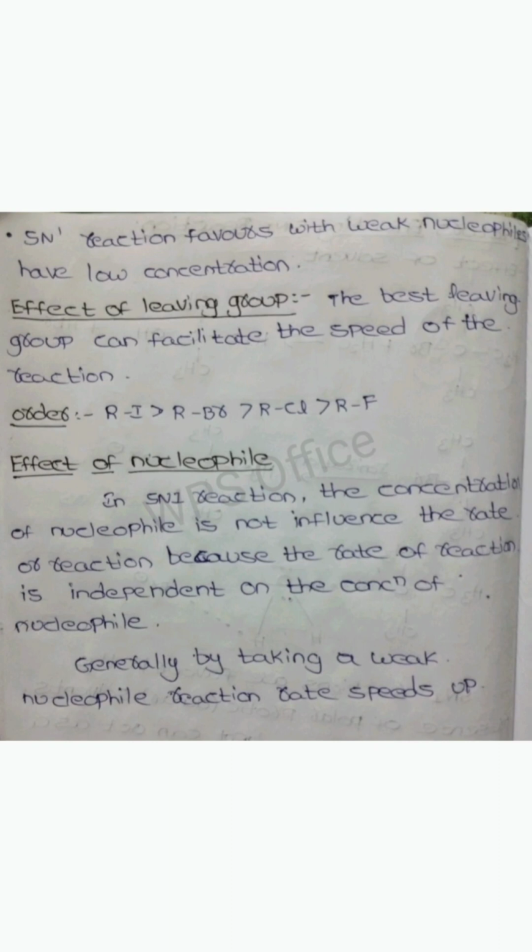Coming to the effect of the leaving group, the best leaving group can increase the speed of the reaction, which means the best leaving groups are useful for reaction speed. In order, iodine is greater than bromine, bromine is greater than chlorine, and chlorine is greater than fluorine.